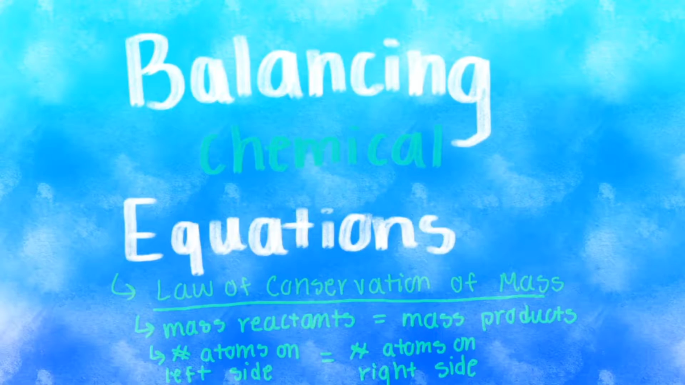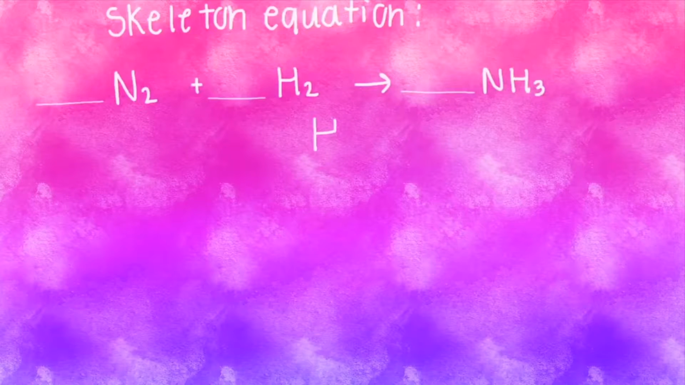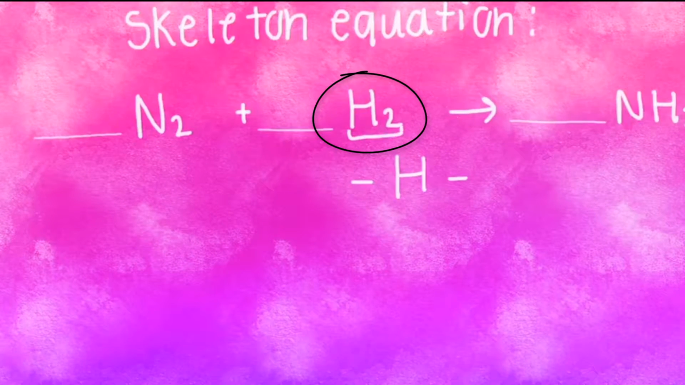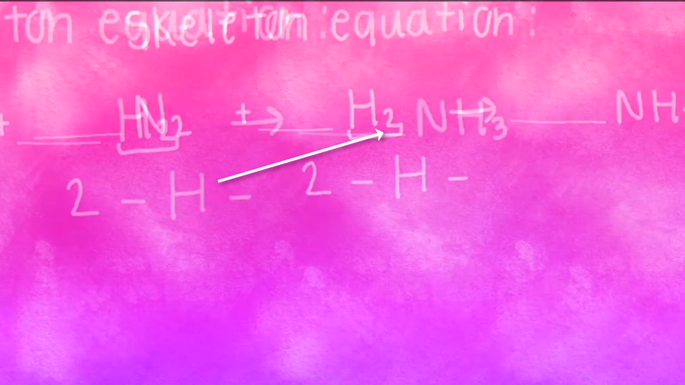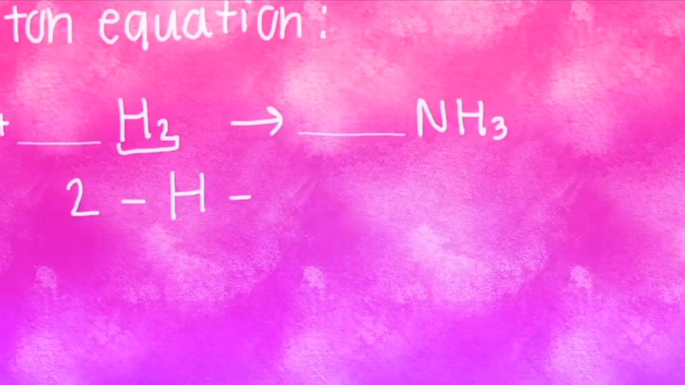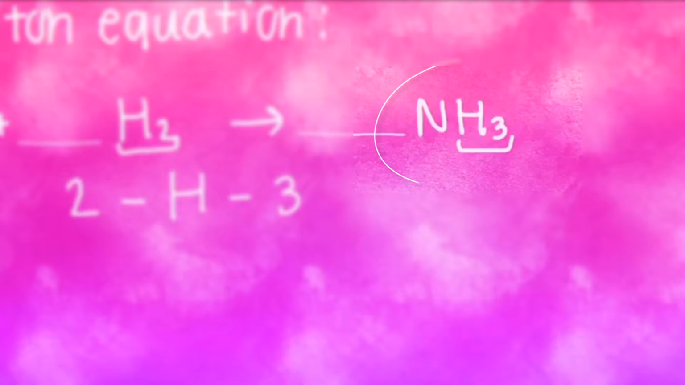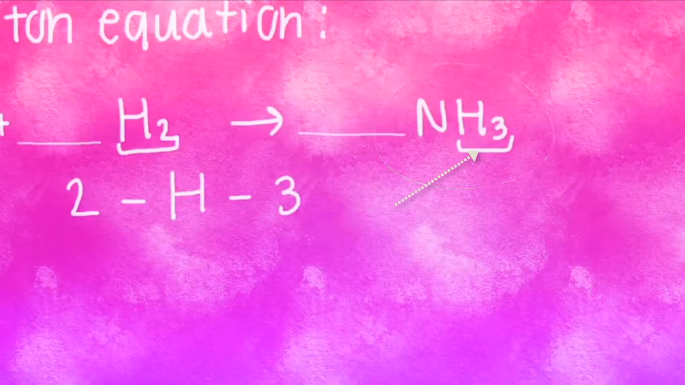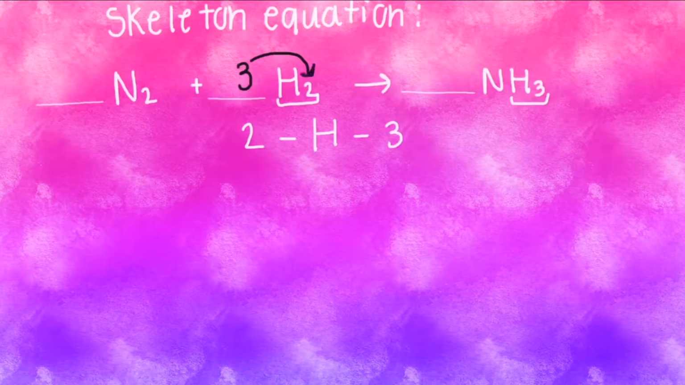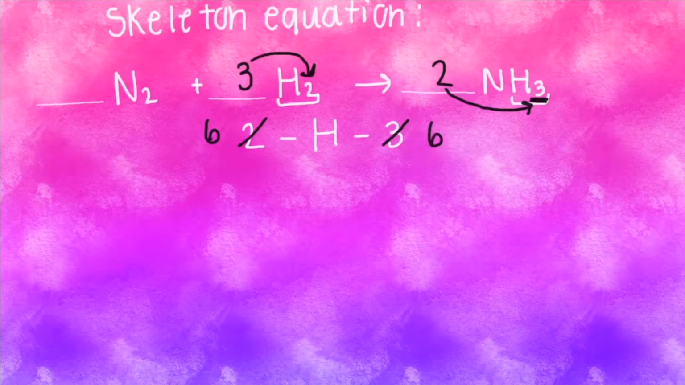That's why you add coefficients to balance. The simplest way to do this is to write all the elements out. So starting with hydrogen, you have 2 hydrogen atoms on the left side because of the subscript 2. And on the right side, you have 3 because of the subscript 3 in NH3. So the common multiple of 2 and 3 is 6. So we multiply the H2 by 3 and the NH3 by the coefficient 2, yielding 6.